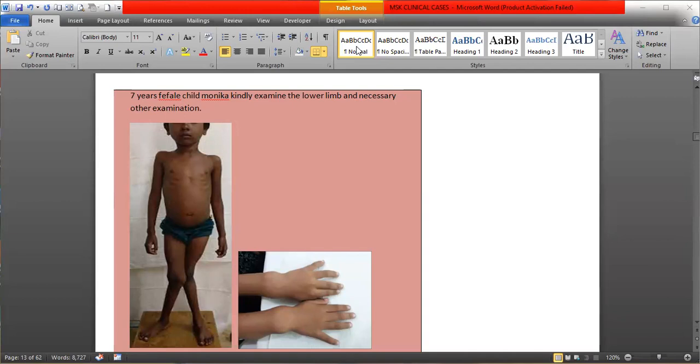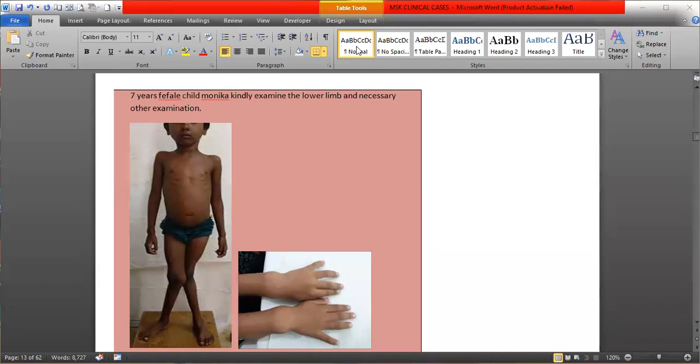I am doing the knee joint flexion and extension. There is no restriction of movement, but hyperextension is there at the level of the knee joint. As you can see, on the left side and right side there is a bit of hyperextension that is making the child knock knee. Then I'm checking the ankle joints for any swelling, and doing the movements. Nothing is there in the ankle joint.